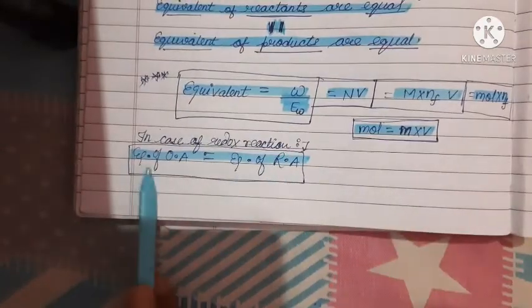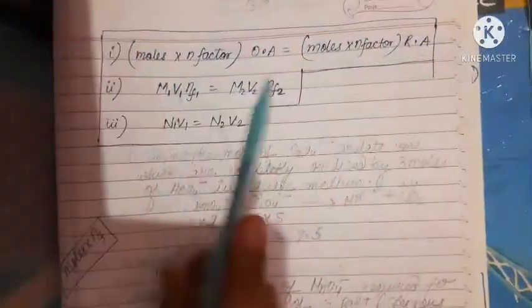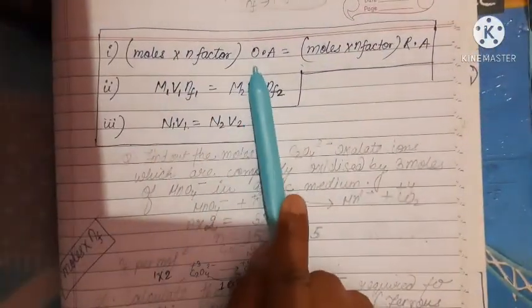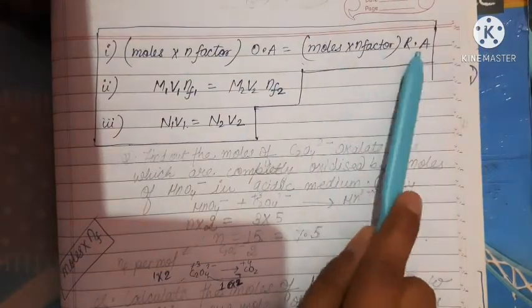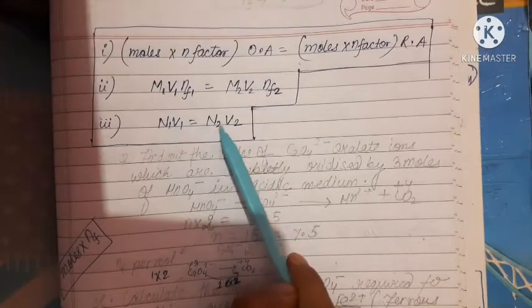In case of redox reaction, equivalents of oxidizing agent equal equivalents of reducing agent. Moles into n factor of oxidizing agent equals moles into n factor of reducing agent: M1 V1 n1 equals M2 V2 n2, and N1 V1 equals N2 V2.